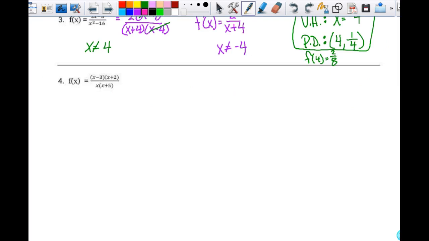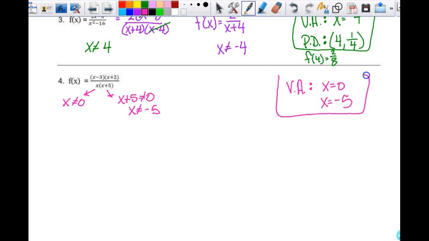There we go. So here, this is already factored for me. Can I reduce anything out? No, sure can't. So here, x equals 0, and this means x plus 5 cannot equal 0. So that means x cannot equal negative 5. Do I have any holes in this one? No, but I have 2 vertical asymptotes, right? One at x equals 0 and one at x equals negative 5. Any questions at all about that? We're all good? Sweet.